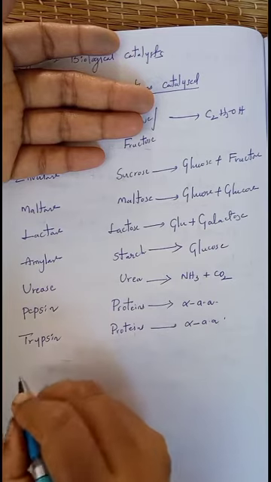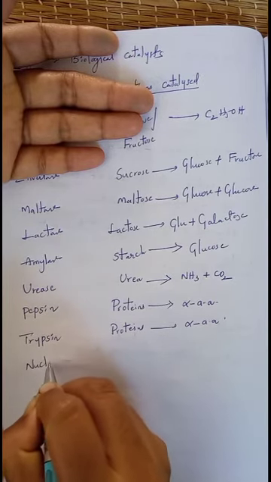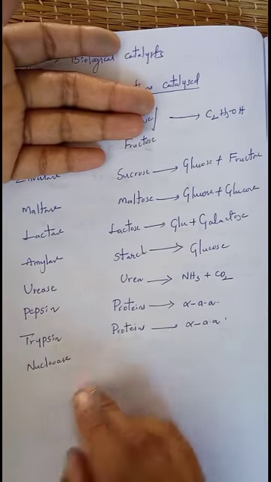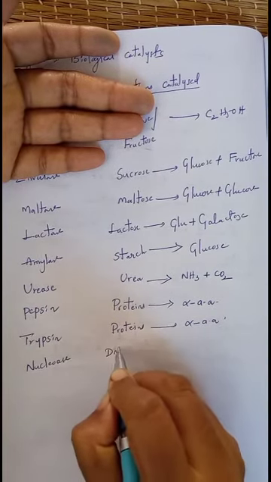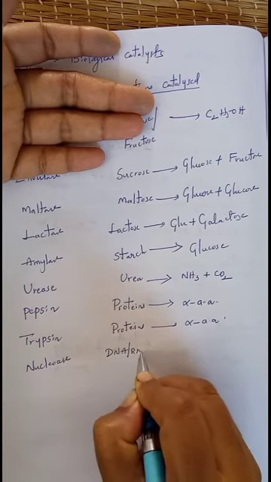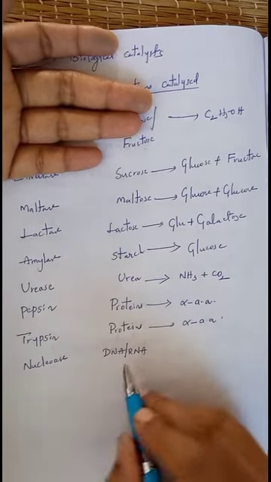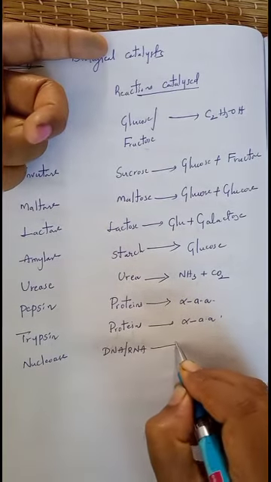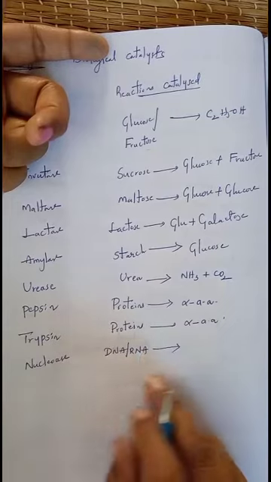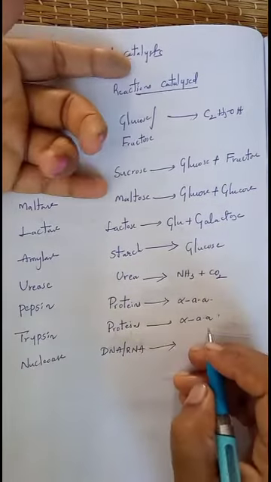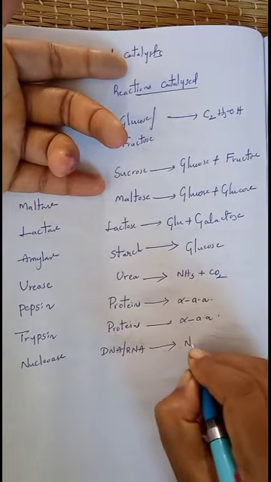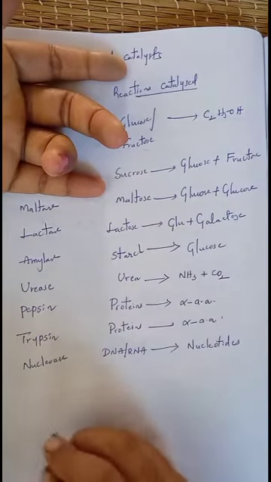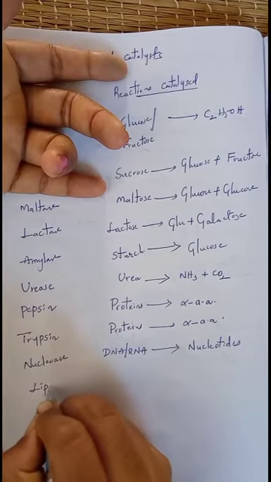Okay, next one, nuclease. Nuclease is the enzyme which can catalyze nucleic acids into nucleotides. There are two important types of nucleic acids, DNA and RNA, deoxyribonucleic and ribonucleic acids. These two can be catalyzed into nucleotides in the presence of the nuclease enzyme.